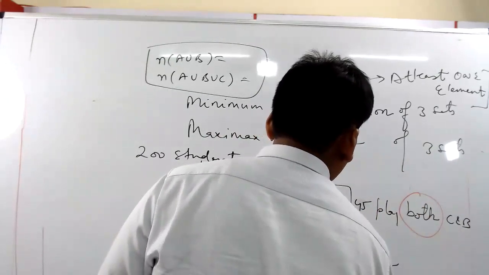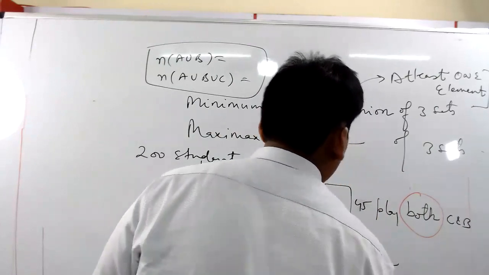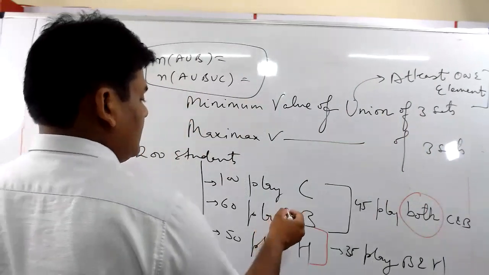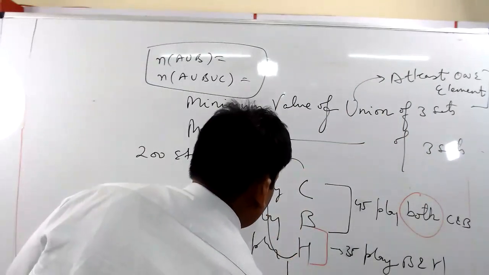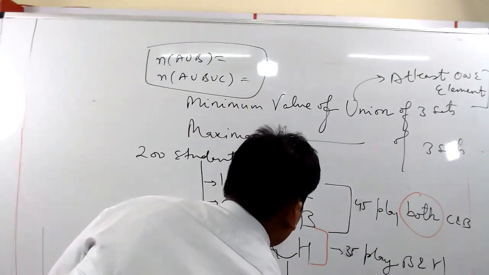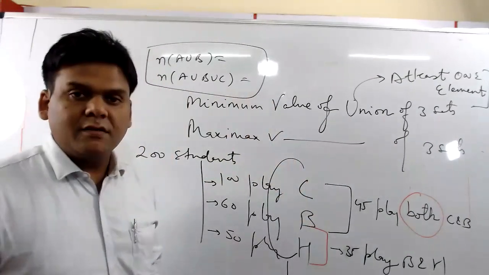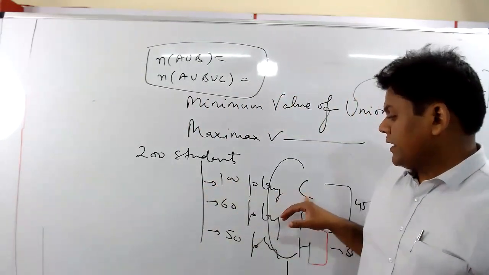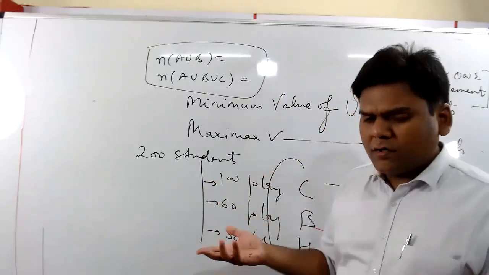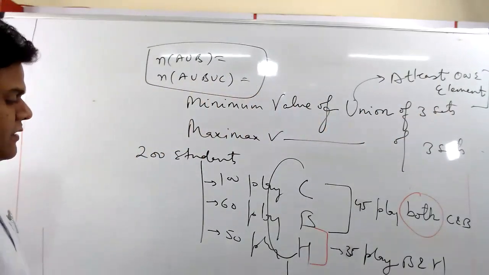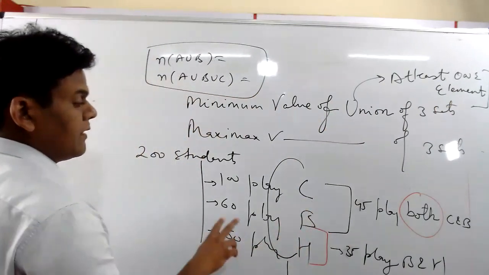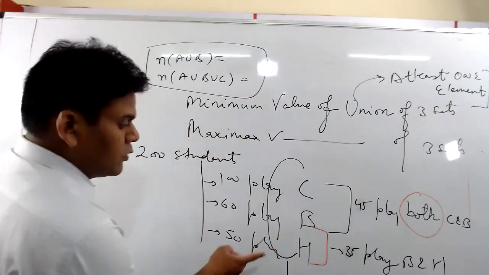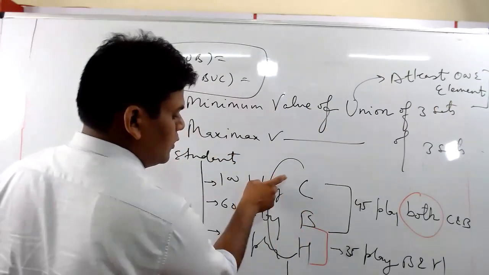Let's make the question a little easy. 35 students play both badminton and hockey. 30 students play both cricket and hockey. So there are 3 sets. 100 play cricket, 60 play basketball, or you call it badminton. We want to understand the concept. 50 play hockey. 45 play both cricket and basketball. 35 play both basketball and hockey. 30 play both cricket and hockey.